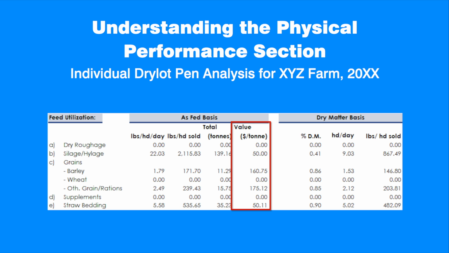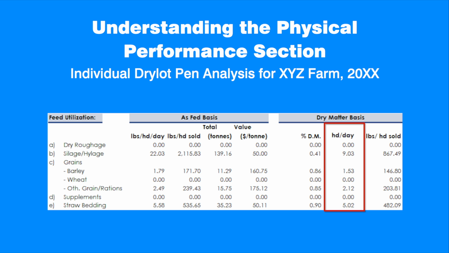Let's look at the feed utilization section. It reports the feed usage in terms of market value in dollars per ton, and feed use in total tons as fed and amount per day on a dry matter basis. In the example, the Drylot pen uses 17.7 pounds of feed per head per day on a dry matter basis, or 2.6% of body weight. We can also see the producer uses a silage grain type ration, 71% silage, 29% grain.